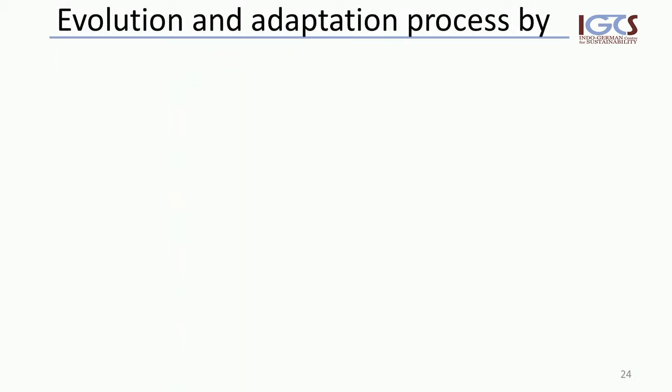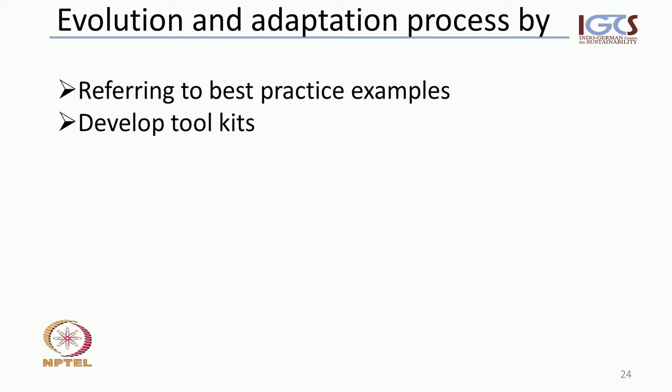Now, that evolution and adaptation process can be supported and can be made successful through a number of ways. One of them is to refer to best practice examples, to dig up what has been achieved in similar river basins, in similar climatic regions, in similar political frameworks. What were successful best practice examples?